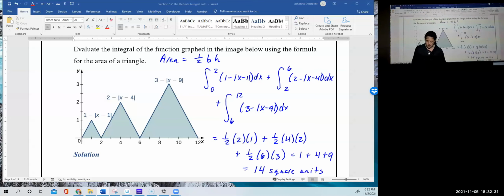What did you get for your result? I got 14 square units. So I wrote the definite integral from 0 to 2 for the first function, plus the integral from 2 to 6 for the second function, plus the third integral from 6 to 12 of the third function. Each one was computed using the formula for the area of a triangle, 1/2 the base times the height. And I came up with 14 square units.